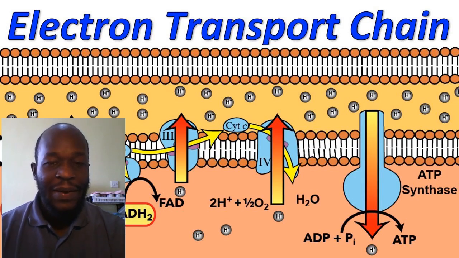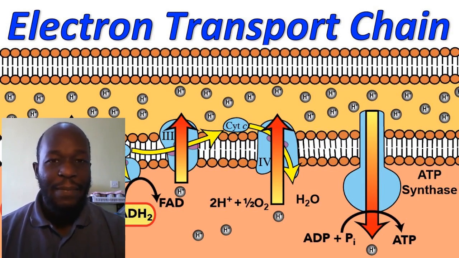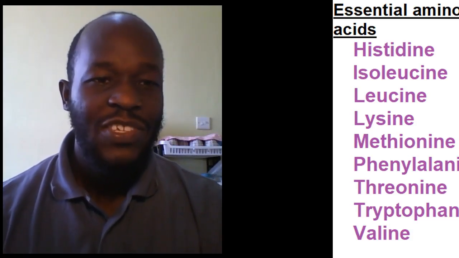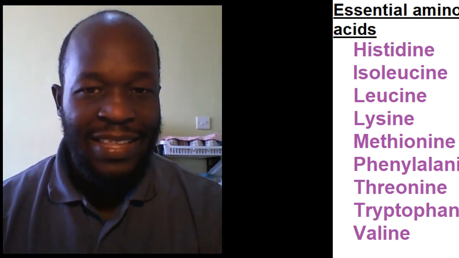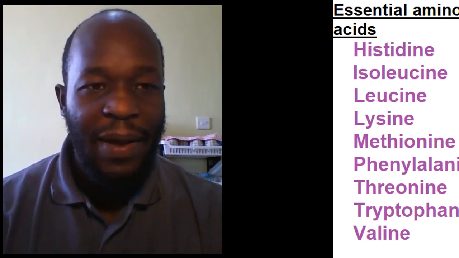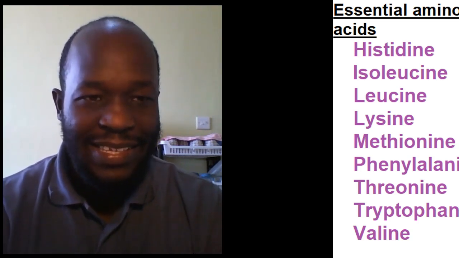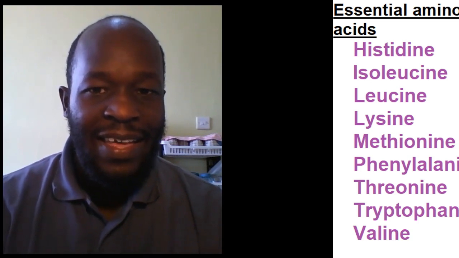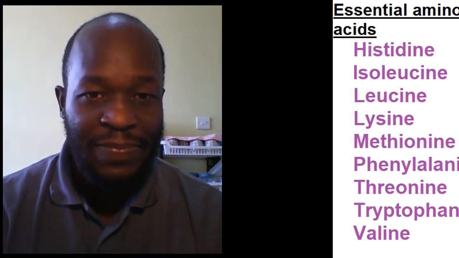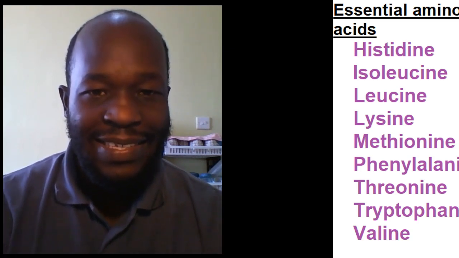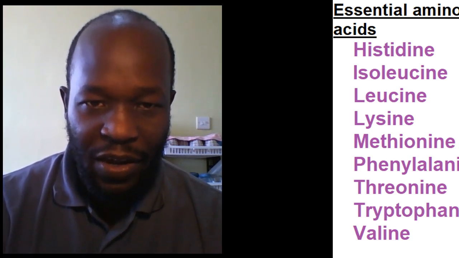Now the second thing I want us to remind ourselves about is essential amino acids. Essential amino acids are those amino acids that we have to take in the diet. That means they are not produced by our body cells. By the way, they are 9 in number. Number 1, histidine. Number 2, isoleucine. Number 3, leucine.